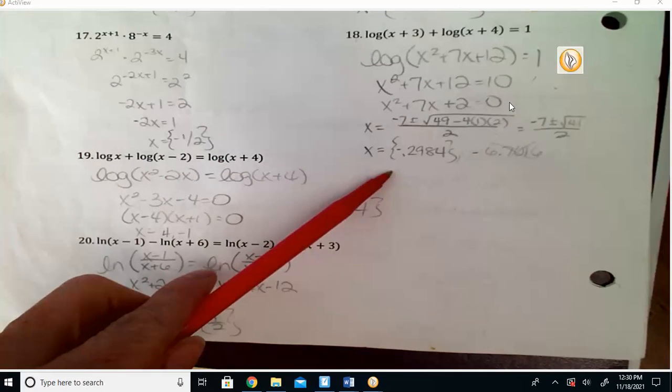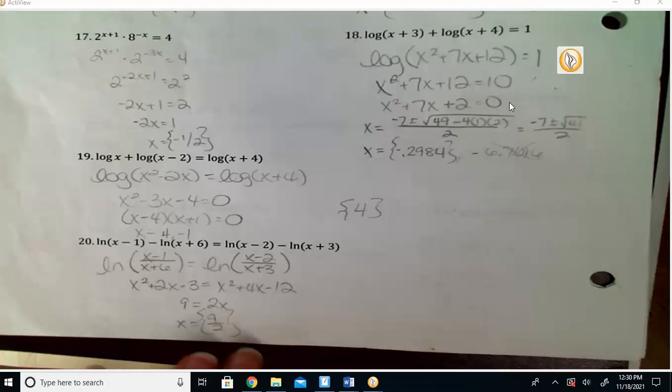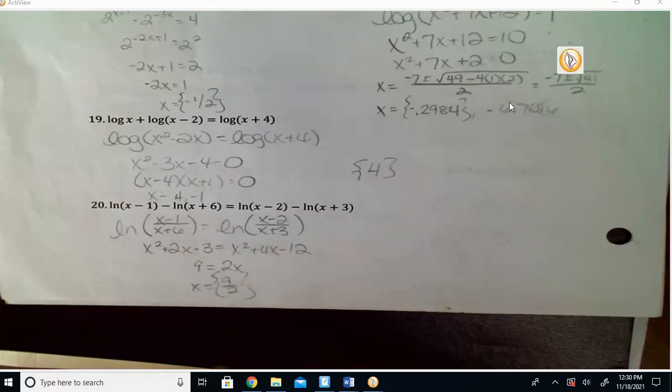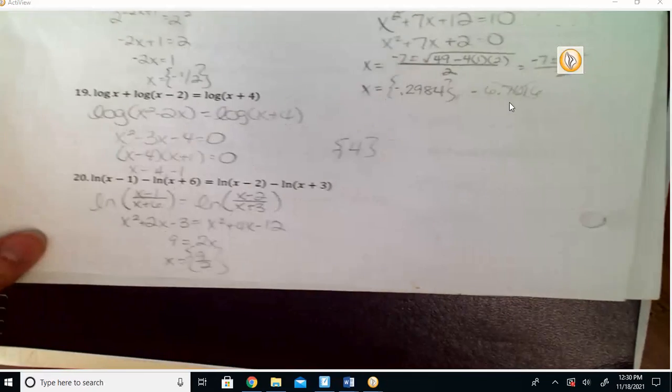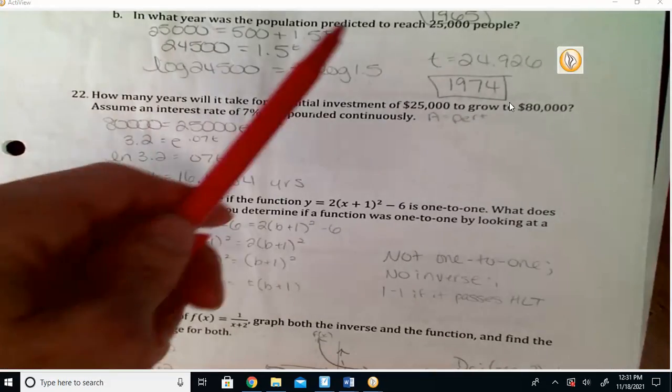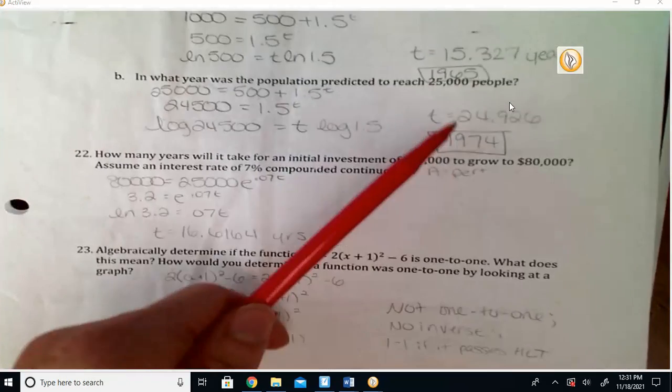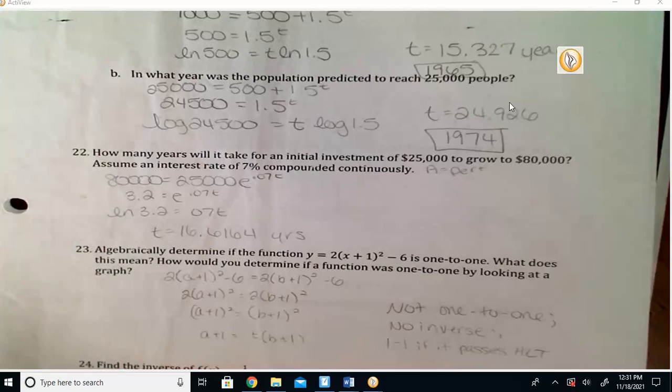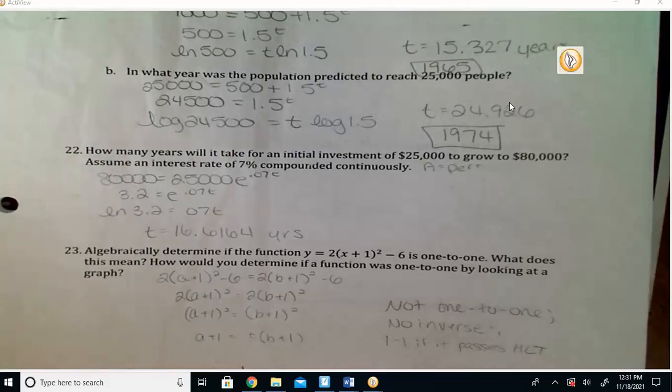18, -0.2984. 19 is 4. 20, 9/2 or 4.5. 21A is, it took 15.327 years, or you could say during the year 1965. B, it took 24.926 years, so that's during 1974.